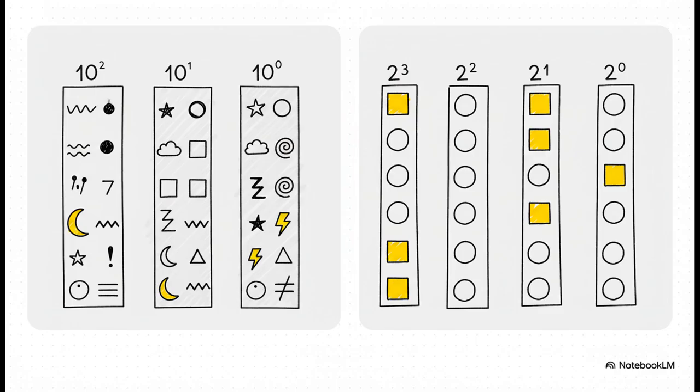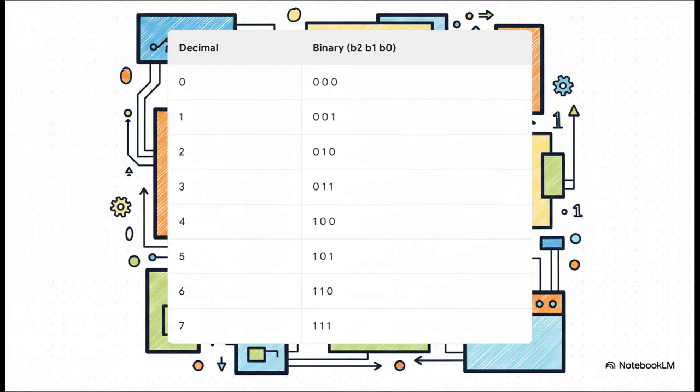Pretty straightforward, right? Well, computers do the exact same thing, but they've only got 2 symbols to work with, a 0 for off and a 1 for on. That's it. This is base 2, or what we call binary, and instead of powers of 10, each position represents a power of 2. The 1's place, the 2's place, the 4's place, the 8's place, and on and on.